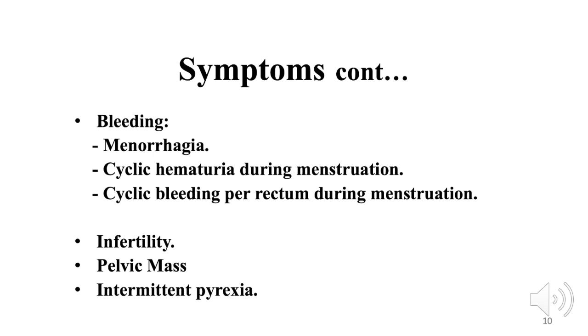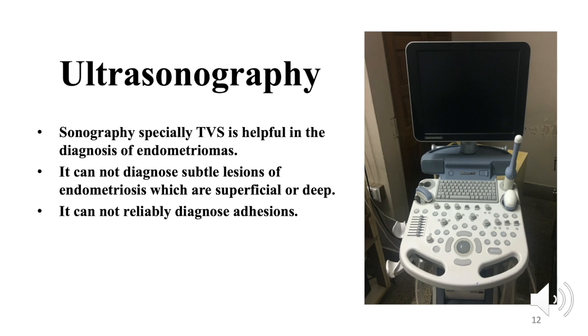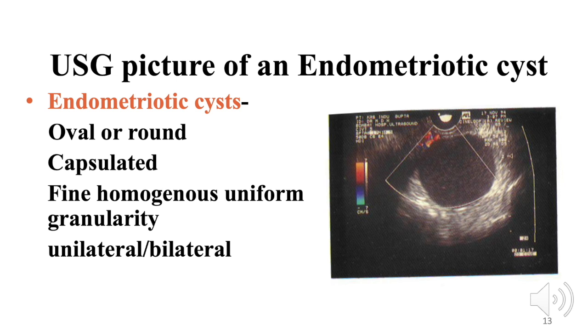When we suspect that a woman is suffering from endometriosis, we advise some investigations: ultrasonography, laparoscopy, cystoscopy, and MRI if the diagnosis is not certain. Sonography, especially transvaginal sonography, is helpful in the diagnosis of endometriomas and bigger lesions of endometriosis. This is an ultrasonographic picture of an endometrioma. Endometrioma means ovarian endometriosis. In ovarian endometriosis, the ovaries are oval or round. These cysts are capsulated. There is fine homogeneous uniform granularity seen in the ovarian cyst, and this can be unilateral or bilateral, that is, it can present on one side or both sides.